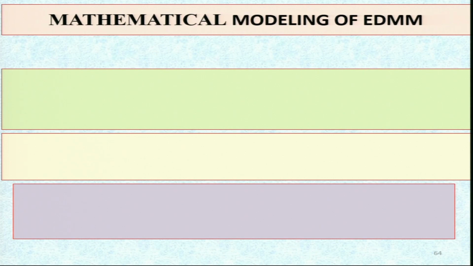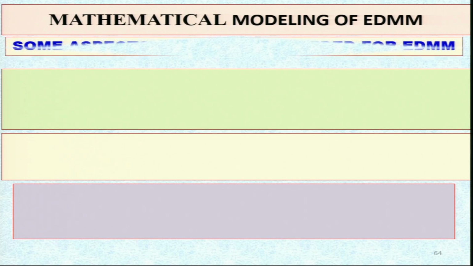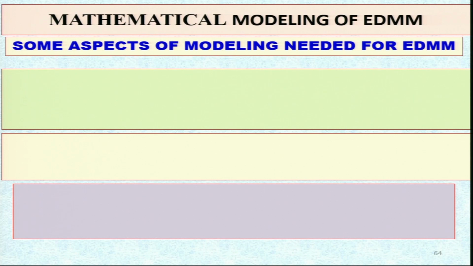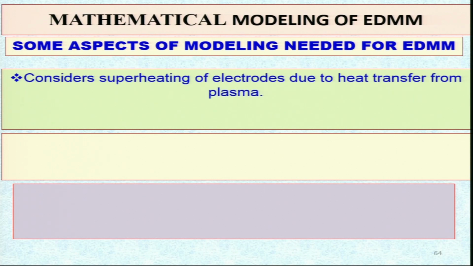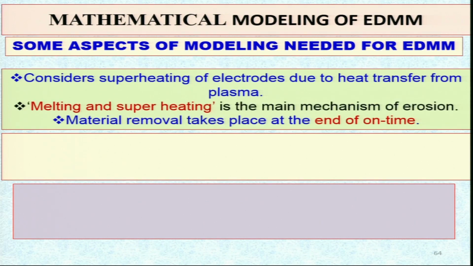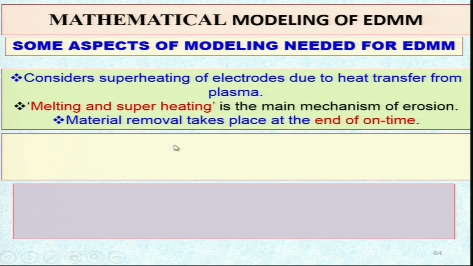Mathematical modeling of EDMM. The earlier one was the empirical modeling. Let us see how people have attempted to develop a mathematical model for the electric discharge micromachining process. Some aspects of modeling needed for EDMM: it considers superheating of electrodes due to heat transfer from plasma. As we have seen in the last lecture, very high temperature is developed during the EDM and EDMM process, that may be a few thousand degrees centigrade. So, this is very important to consider.